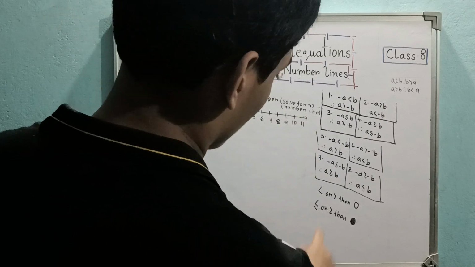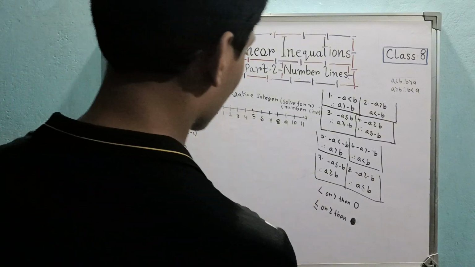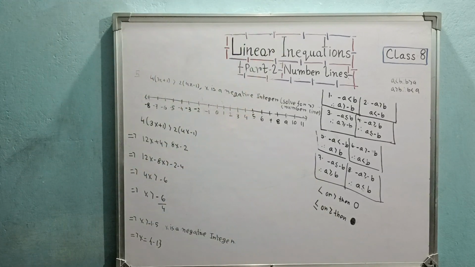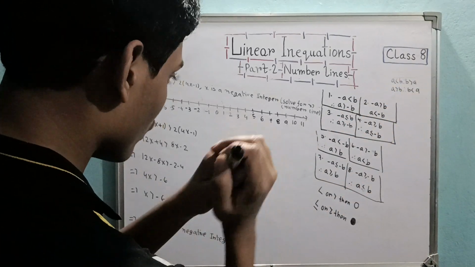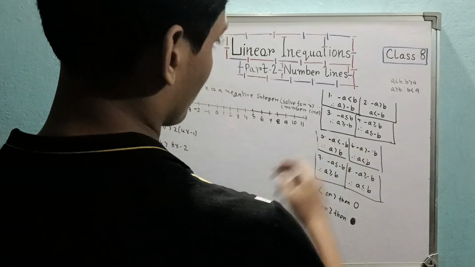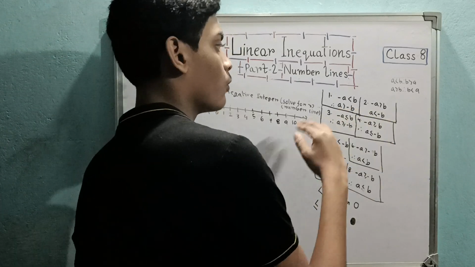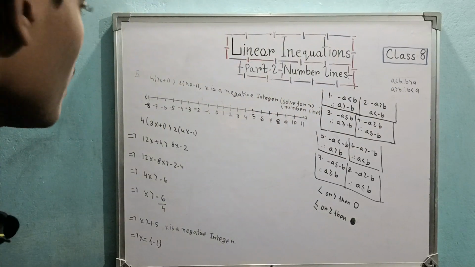If a less than or greater than sign is there, then a hollow circle. If a less than or equal to or greater than or equal to sign is there, then a darkened circle on the number. Remember these theorems, which will be very useful, as you saw in some of the sums. These two got the use, but these are also useful. So that's the end of this chapter.